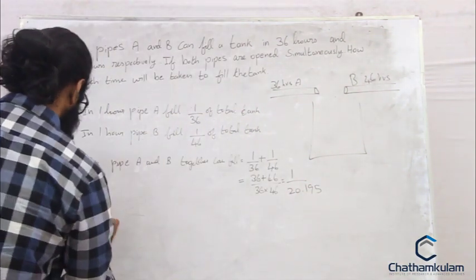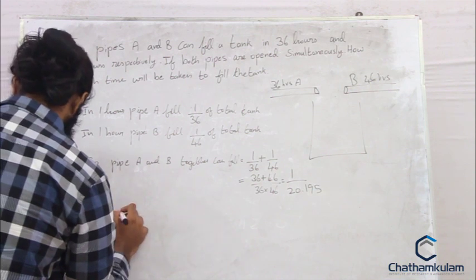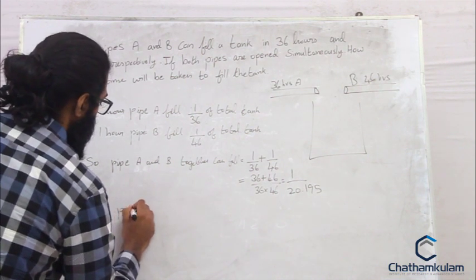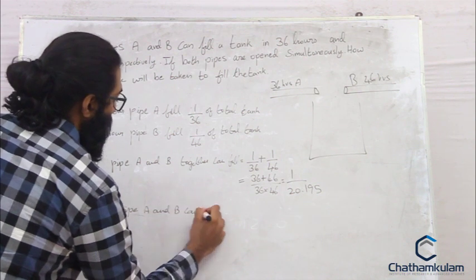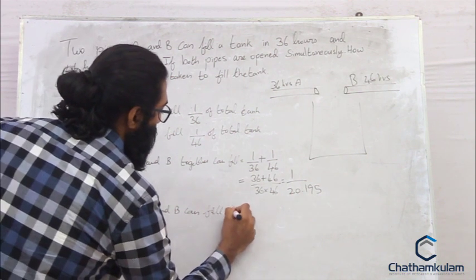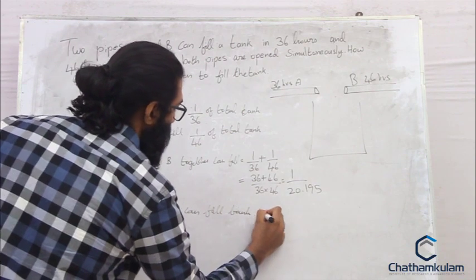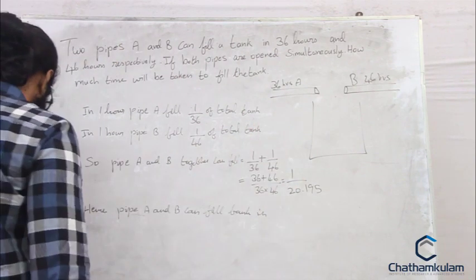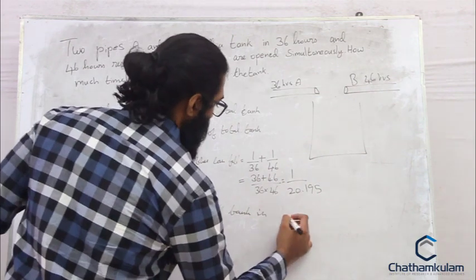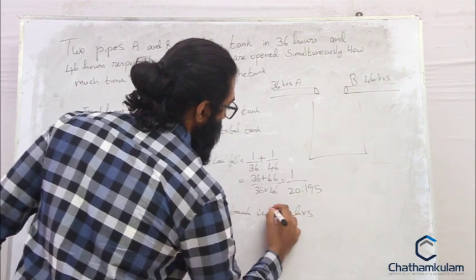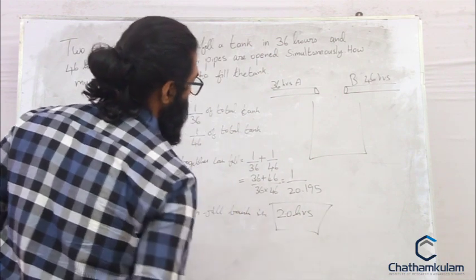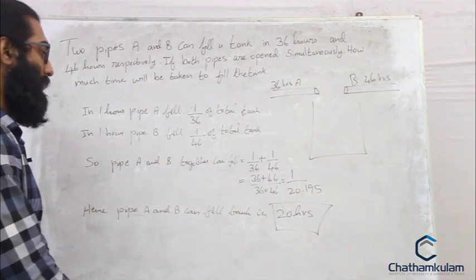Hence pipes A and B can fill the tank in, we take the reciprocal here and we get it as approximately 20 hours, right? This is how we get the answer.